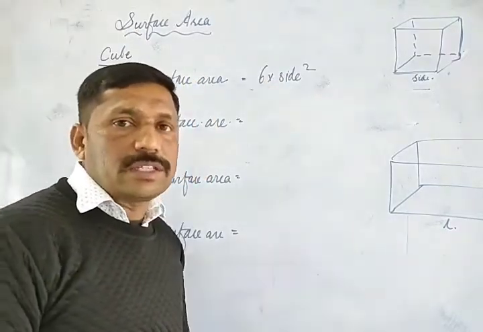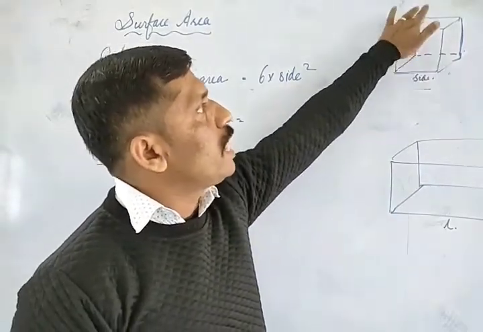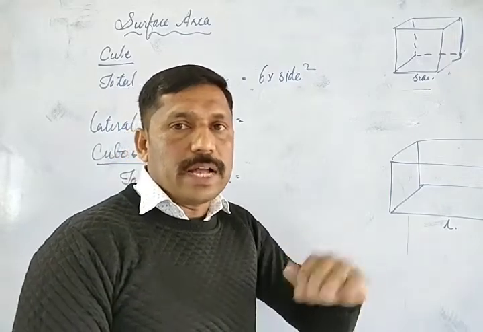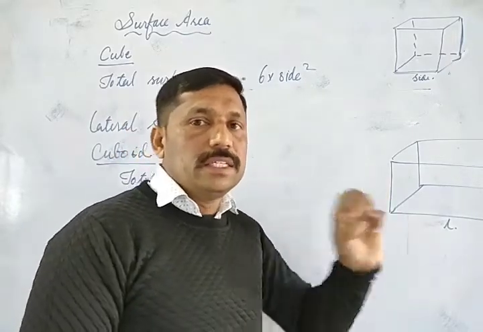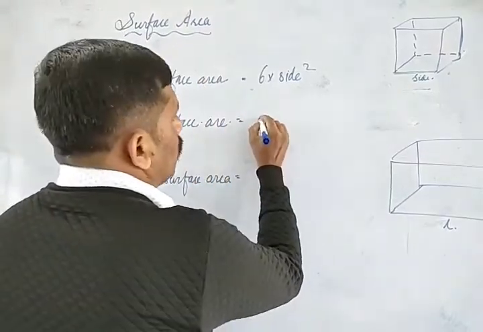And what is lateral surface area? Lateral surface area means avoiding its base and the top. Upside and downside, we avoid that area. That means we avoid 2 side squares from the 6 side squares. Then that is called the lateral surface area.